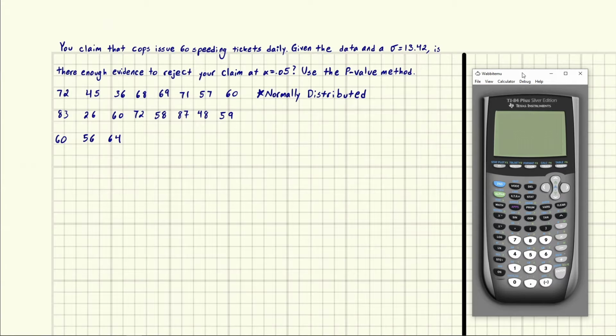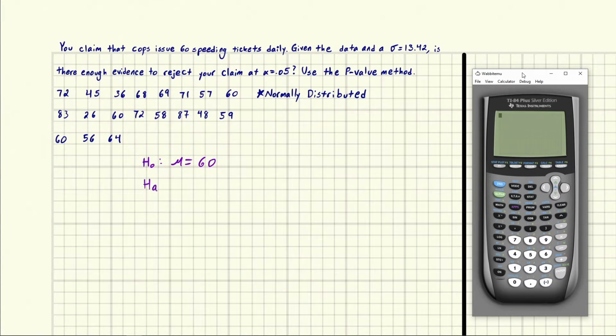So we were given the population standard deviation, and we're told it's normally distributed. Therefore, we are going to go with a z-test. So let's go ahead and get into it. Let's write out our null hypothesis, H0, and that's the one that involves equals. So we're saying that the average number of tickets they give is 60 per day.